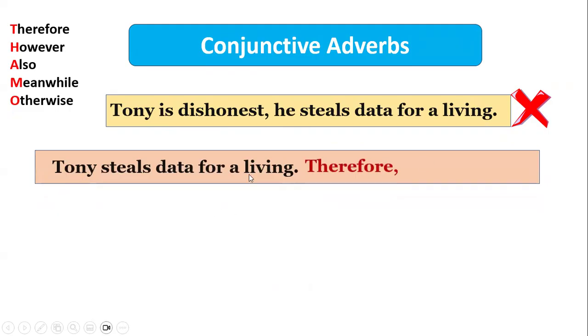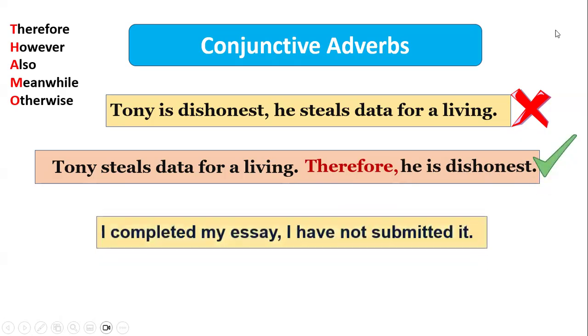So if I want to find a word to link the two sentences, I'm choosing to use the word therefore. Therefore, Tony steals data for a living. Okay, I chose to switch the two sentences because I feel it makes more sense this way. Therefore, he is dishonest. Because I started a new sentence with therefore, I put a full stop here to end the first one, and then capital T, comma, and then I continue. This is correct now. Okay, let's look at another example.